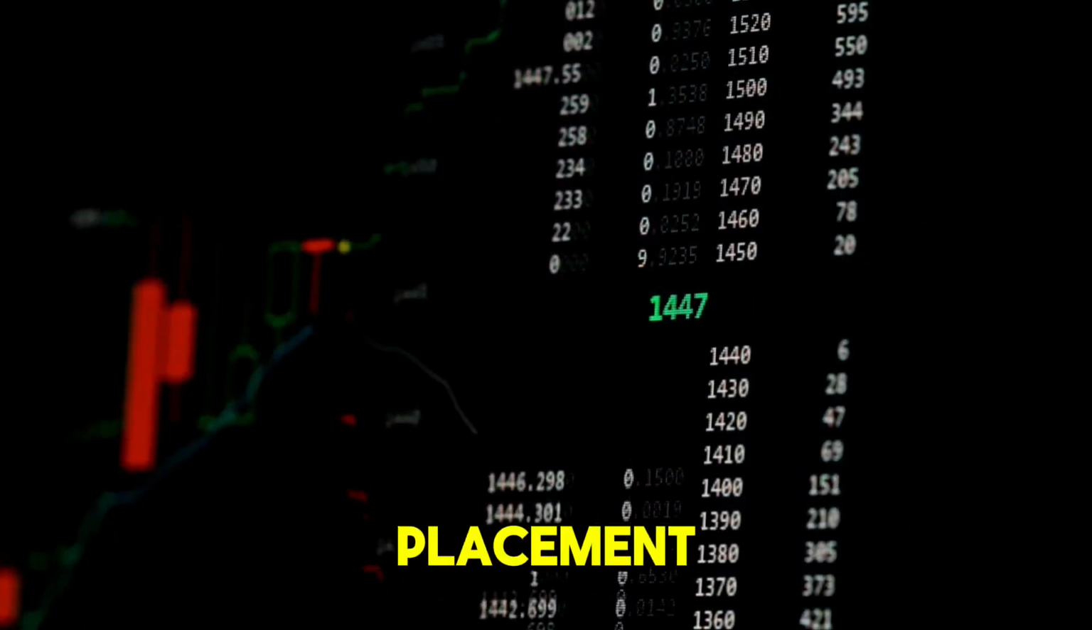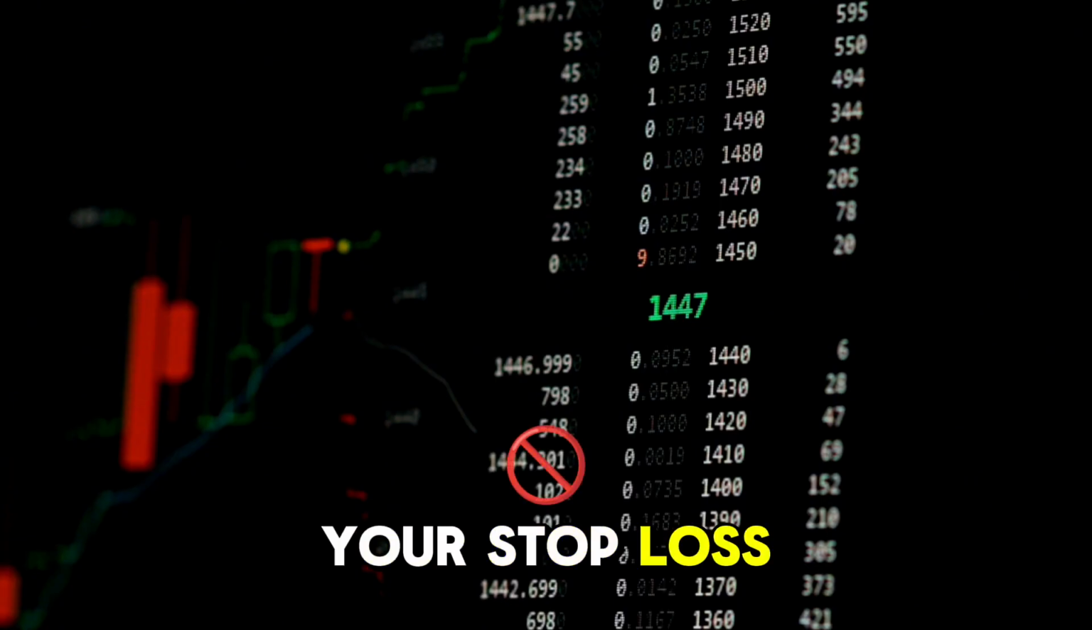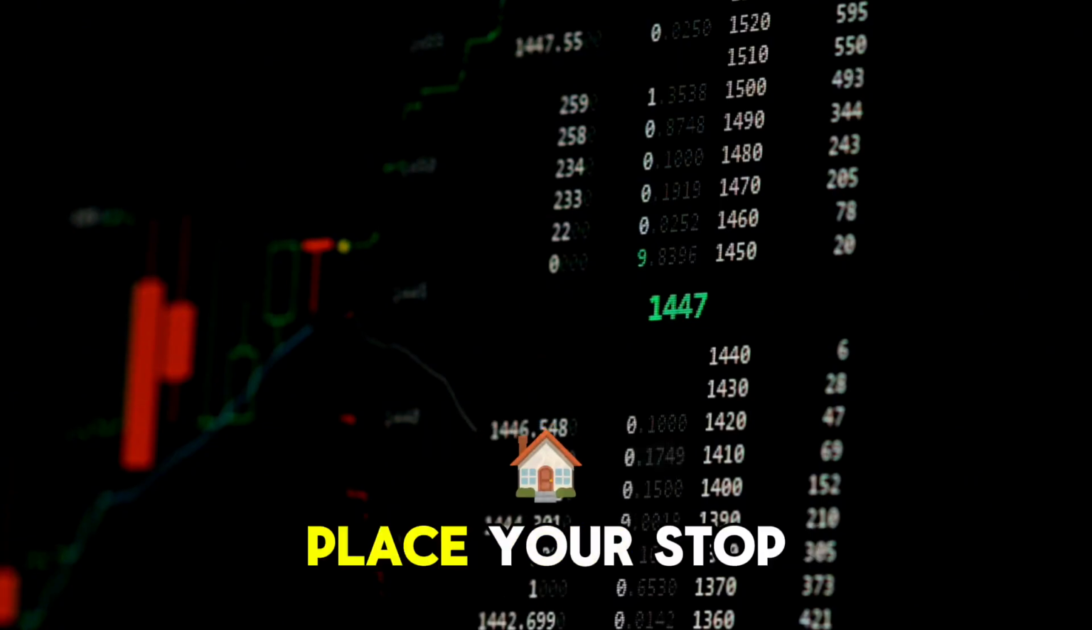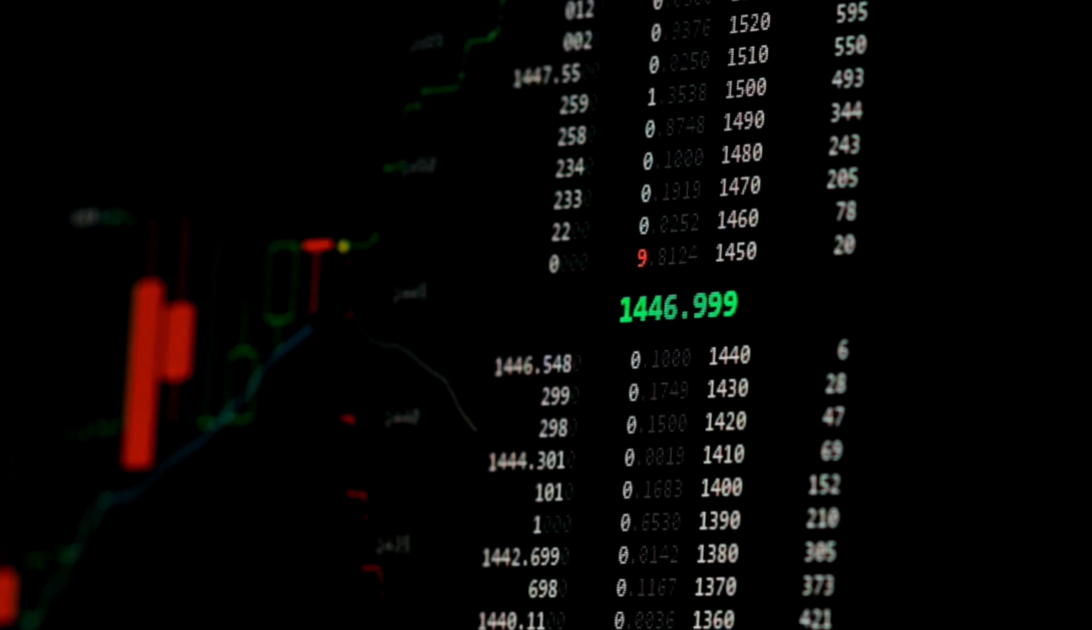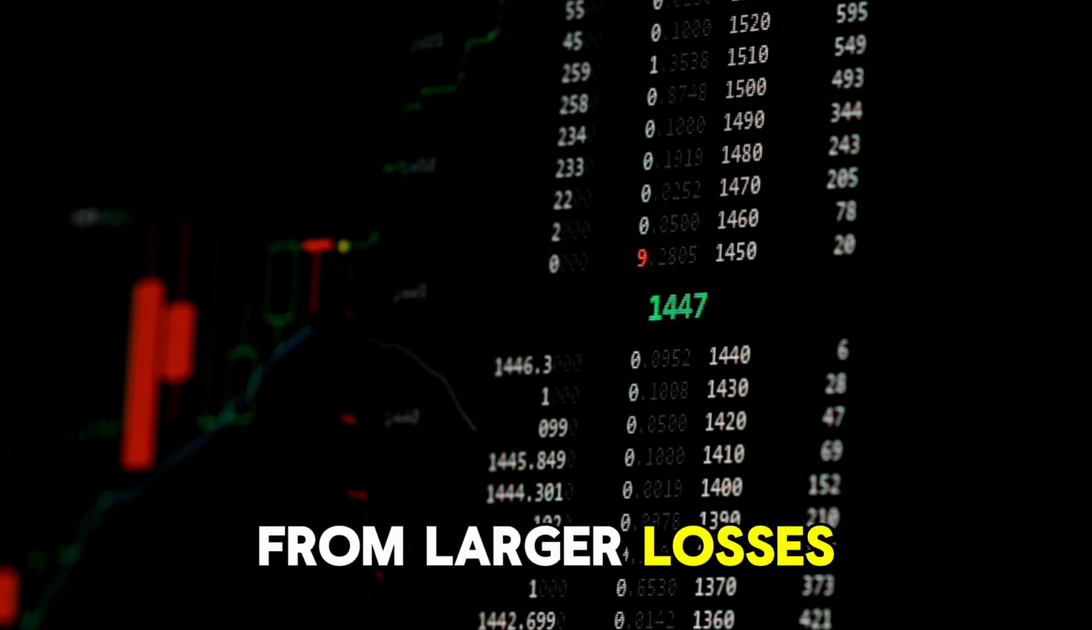3. Stop-loss placement. You can also use support and resistance to set your stop-loss orders. For example, if you're buying near a support level, place your stop-loss just below it. If the price breaks through, the stop-loss will protect you from larger losses.